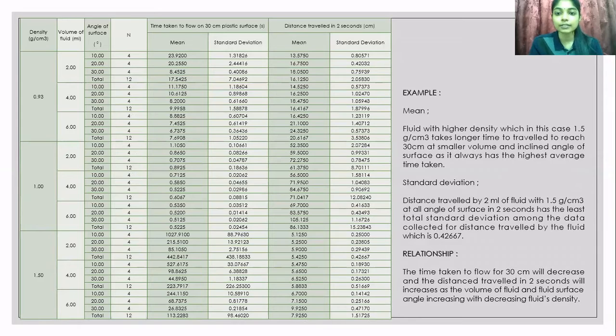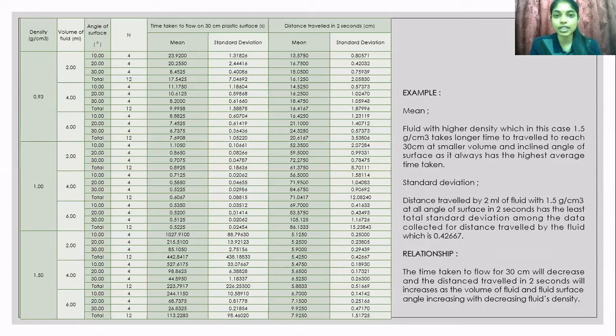For example, for the mean, solvent with higher density, which in this case is 1.5 grams per cubic centimeter, takes longer time to travel with smaller volume and inclined angle of surface. Hence, it always has the highest average time taken. For standard deviations, the distance traveled by the 2 mm of fluid with the highest density has the least standard deviation among the data. This tells us that this data is spread the smallest.